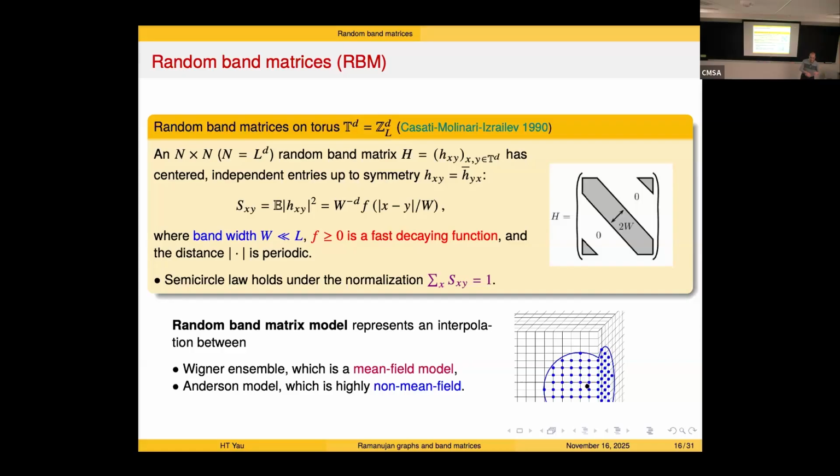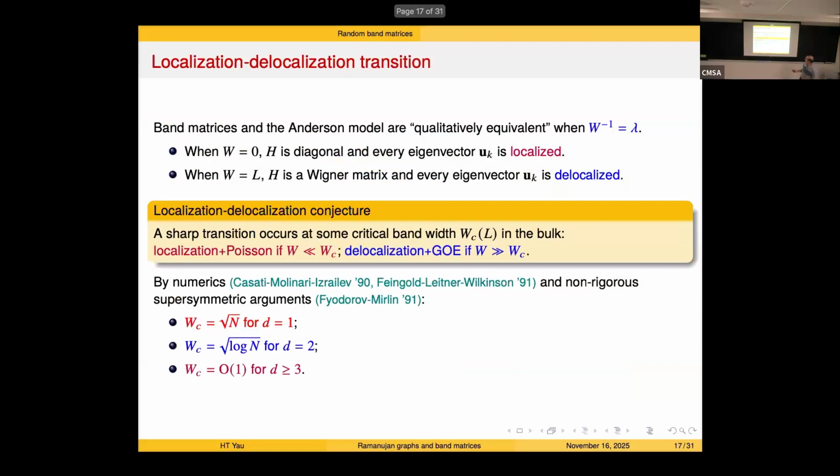And if the matrix elements only live on the diagonal, it's non-mean field theory. And now you want to show that there's a connection between mean field and non-mean field. And this band matrix is somewhere in between. Okay. So without going into details, I will just tell you there's a conjecture in dimension d equal to 1.